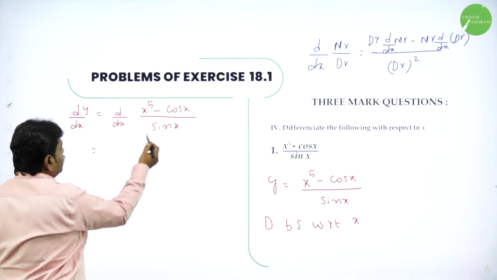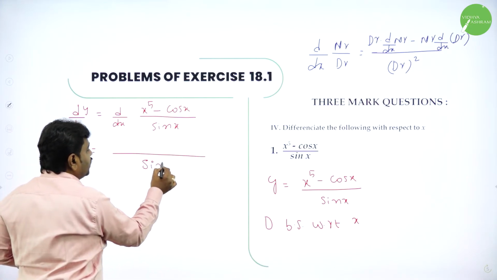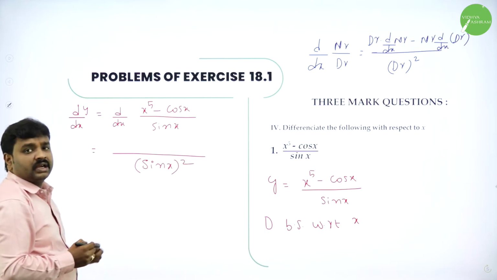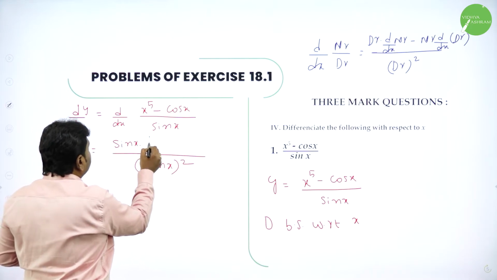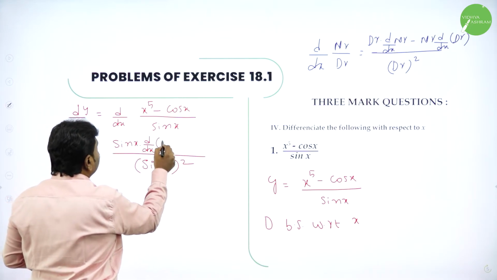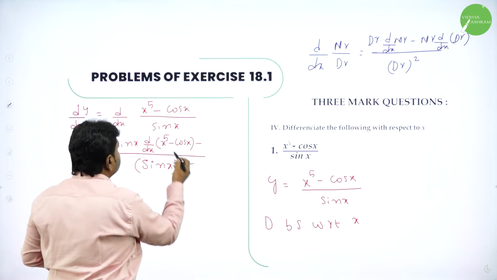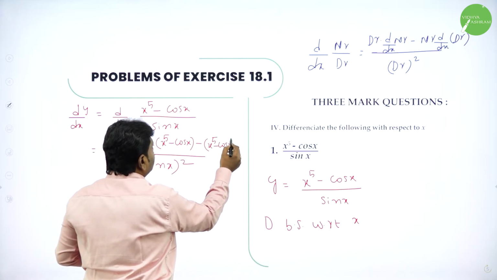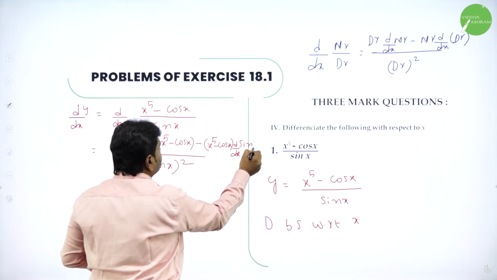Now what is denominator here? Sin x. So in the denominator we should write denominator the whole square, that is sin x the whole square. In the numerator, sin x into d by dx of numerator. What is numerator? X power 5 minus cos x, minus numerator, that is x power 5 minus cos x into d by dx of denominator. What is denominator? Sin x.